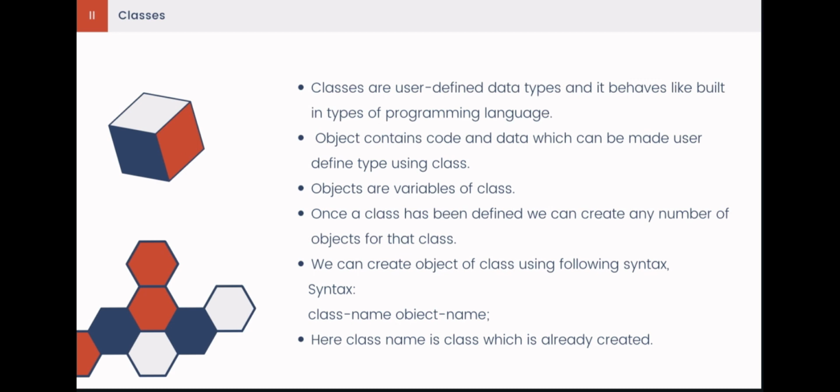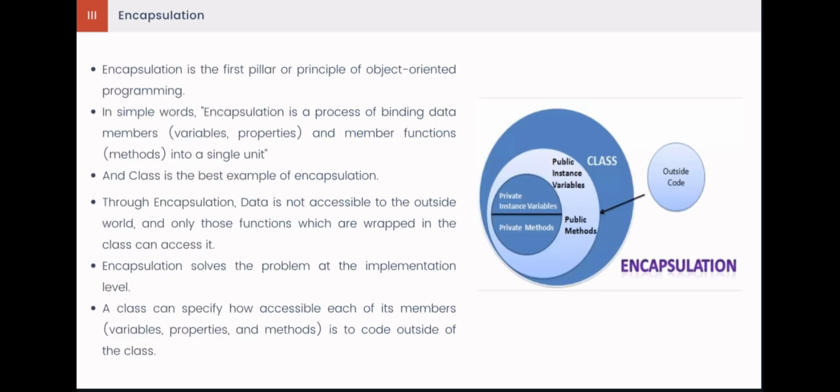Encapsulation is the first pillar of the principles of object-oriented programming. In simple words, encapsulation is the process of binding data members (variables and properties) and member functions (methods) into a single unit. A class is the best example of encapsulation.